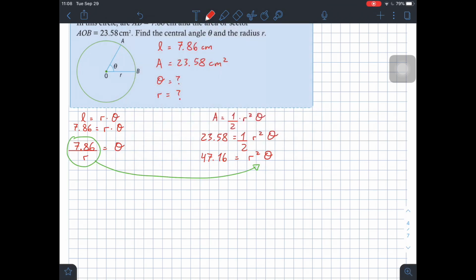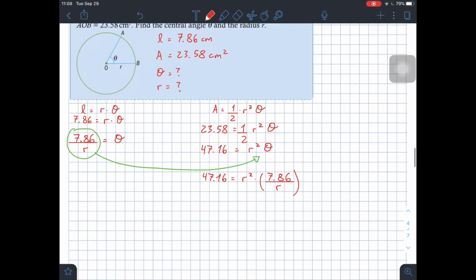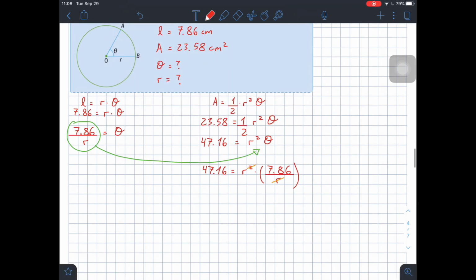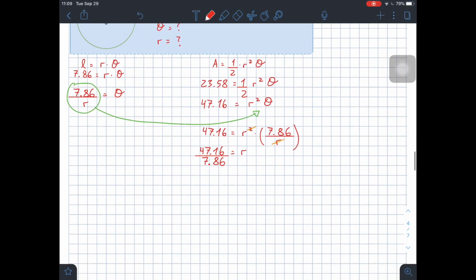So we would have that this is 47.16 equals r squared, and instead of theta, we're going to write 7.86 divided by r. So you see that we only have one variable here, which is r, so we can solve this. I can simplify this r with one r over here. So we're going to have that r is equal to 47.16 divided by 7.86. You can do this in the calculator and should get an answer of 6 centimeters.